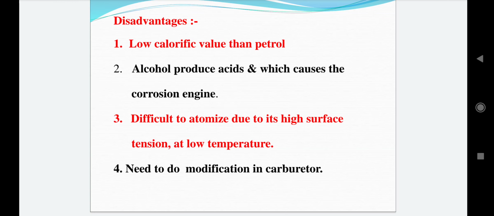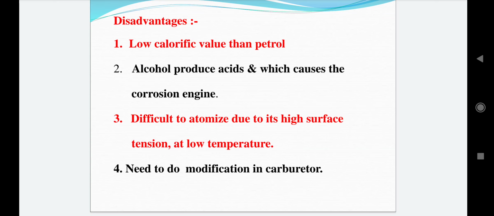Next, there is a difficulty of atomization. Molecules of ethanol will not dissociate easily, that is, molecules will not convert into atoms easily. Atomization is difficult because the surface tension of ethyl alcohol molecules is high, and because of the high surface tension, conversion of molecules into atoms is difficult at low temperature.